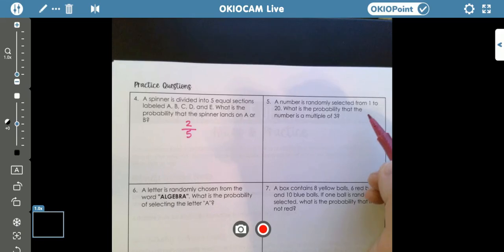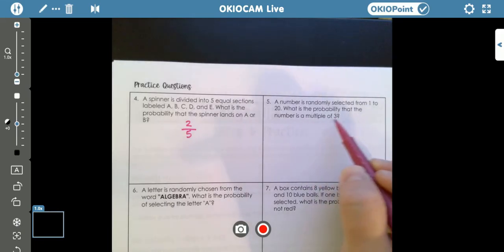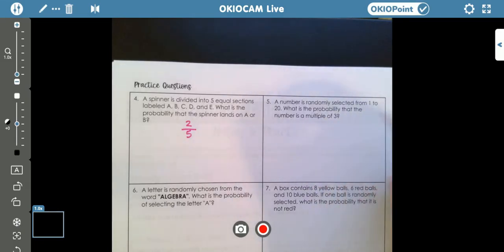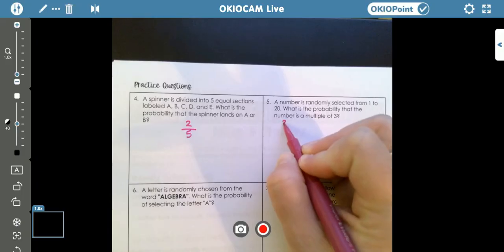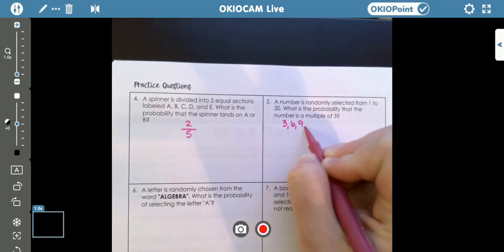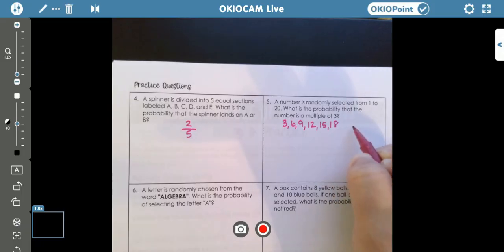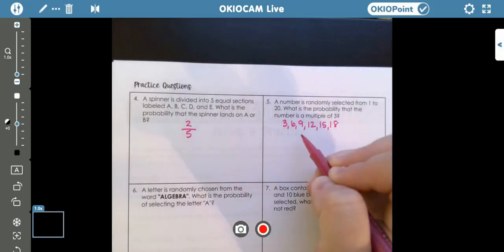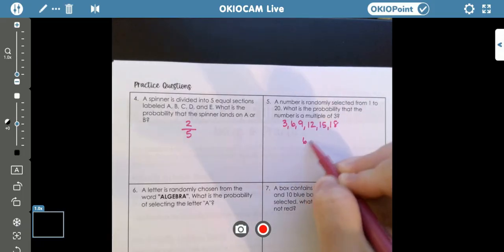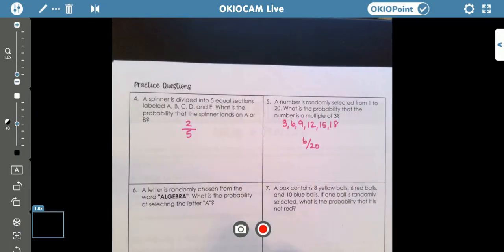A number is randomly selected from 1 to 20. What is the probability that the number is a multiple of 3? Well, multiples of 3: 3, 6, 9, 12, 15, 18. The next one's 21, which is bigger than 20, so it's not that one. So there are 6 possibilities out of 20 here. I'm not going to keep going with some of these because I feel like it's pretty self-explanatory from there.